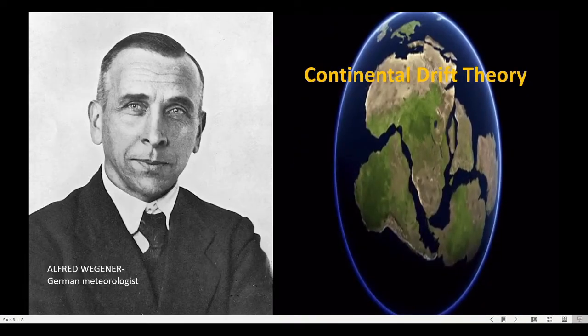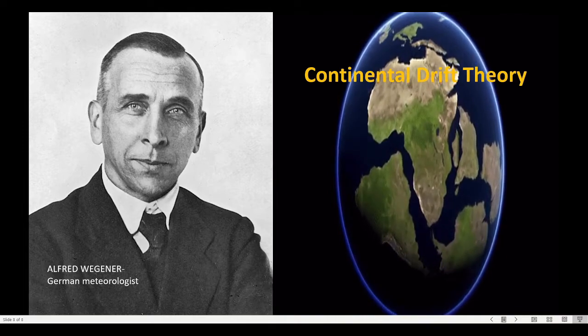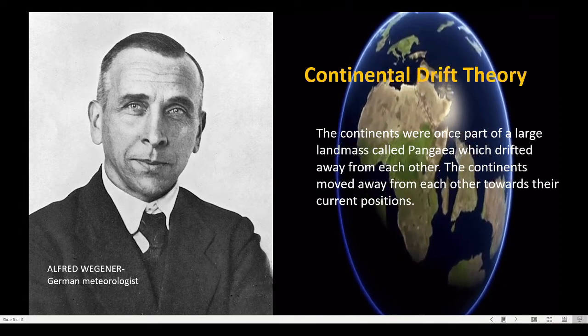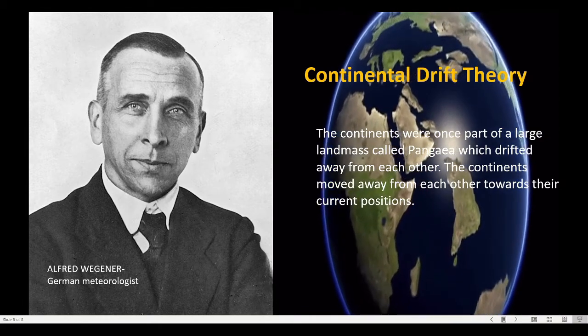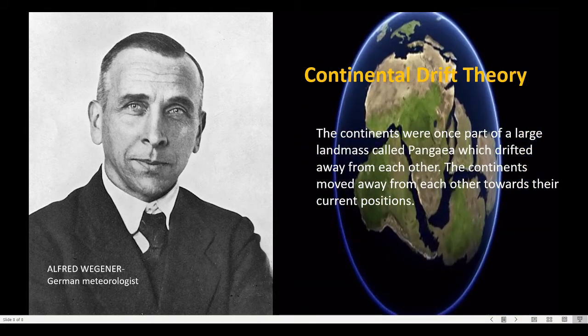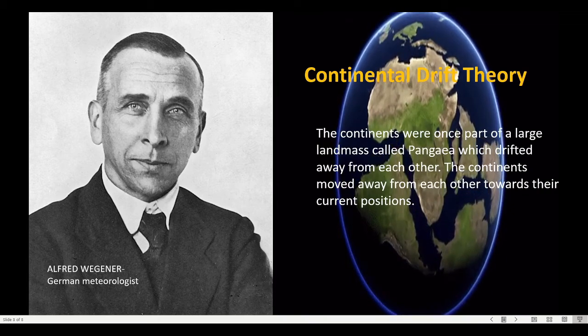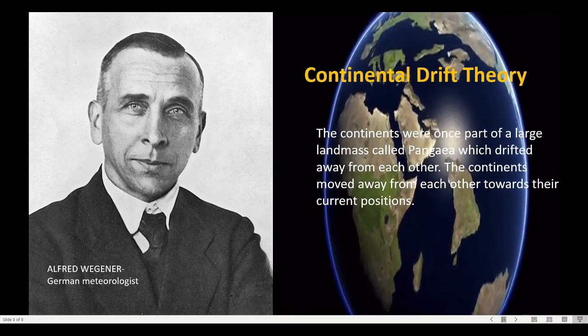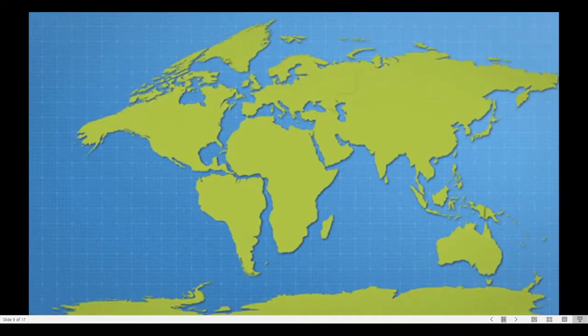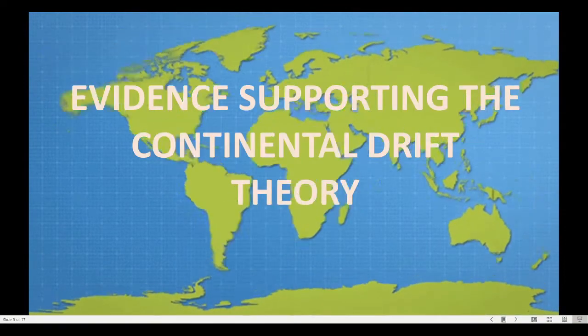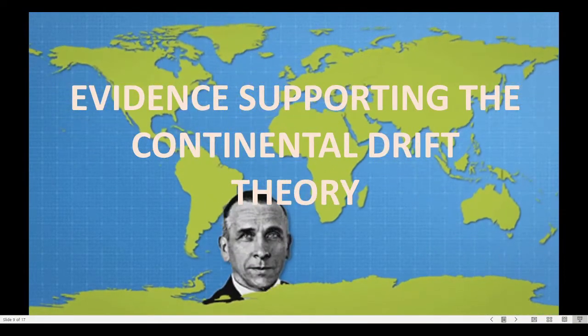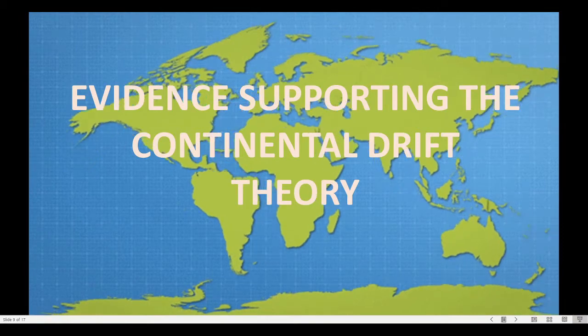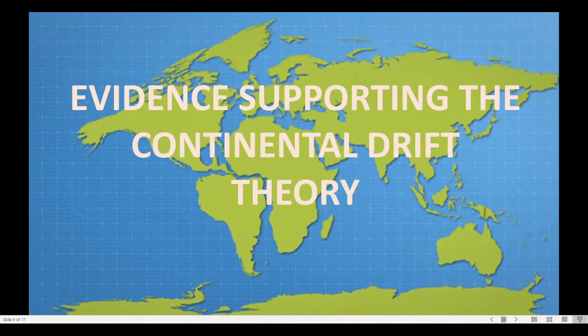To summarize, continental drift theory states that the continents were once part of a large landmass called Pangaea, which drifted away from each other. The continents move away from each other towards their current positions. Let's say if you lived during Wegener's time, will you believe in him? Wegener searched for evidence to support his claim. So let's continue our discussion with some evidence supporting the continental drift theory presented by Alfred Wegener.